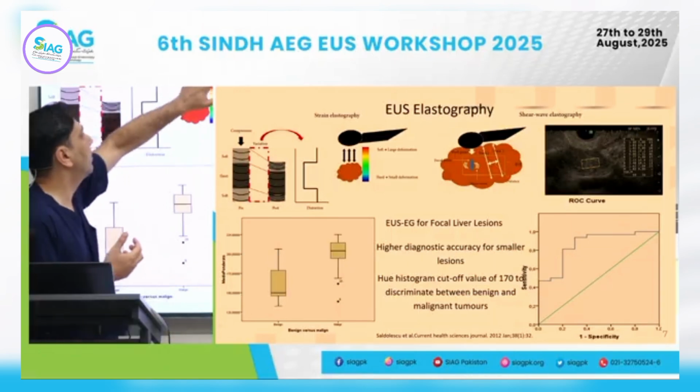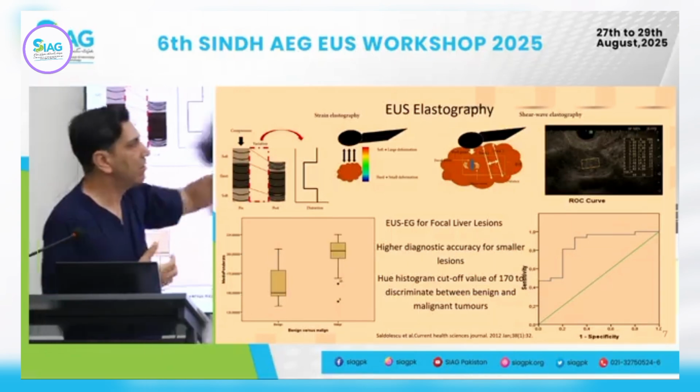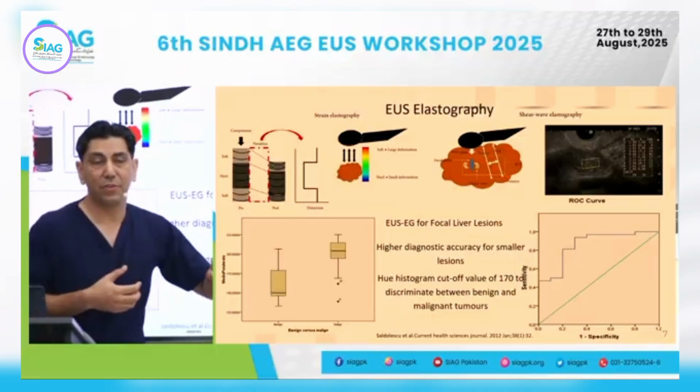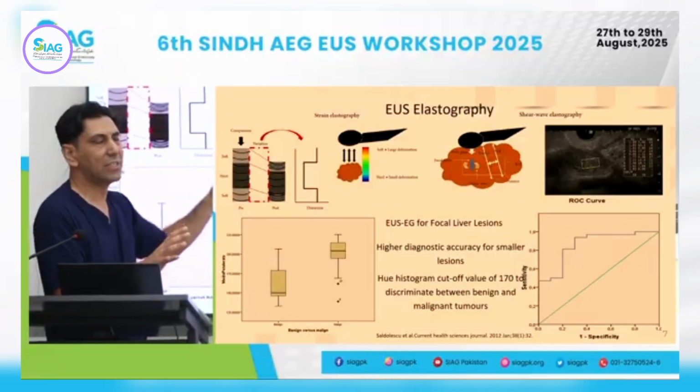So, shear wave and strain wave. Most machines have strain wave. New machines have shear wave elastography. Just one thing to remember from this slide.